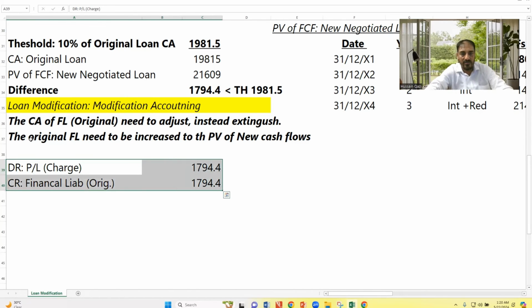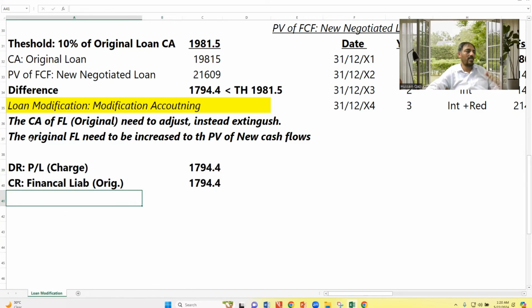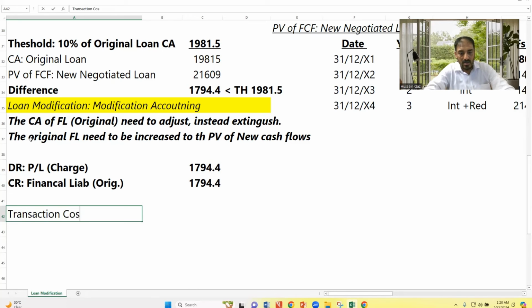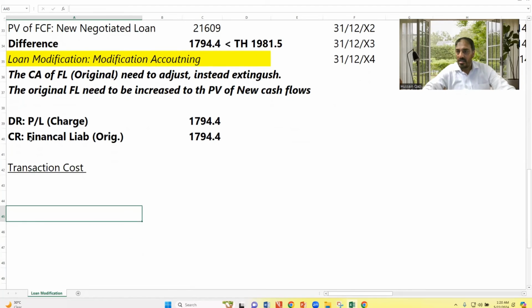That's a point. The very first thing. Sir, what about the transaction cost? Listen carefully. What about the transaction cost? Can you please recall how to handle the transaction cost?